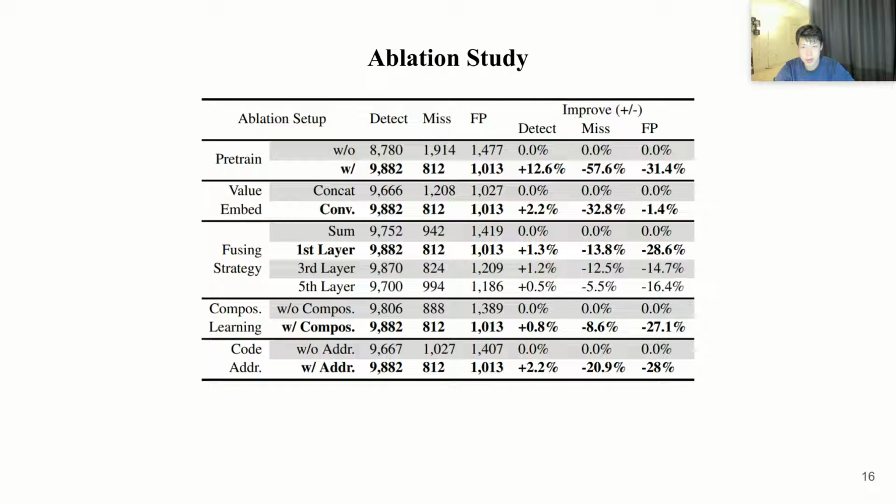We find that, first, pre-training the model to learn general value flows significantly improves the model's precision. Second, we also find incorporating code address layout substantially decreases the missing rate. Please check our paper for the detailed description of other design choices not described here.